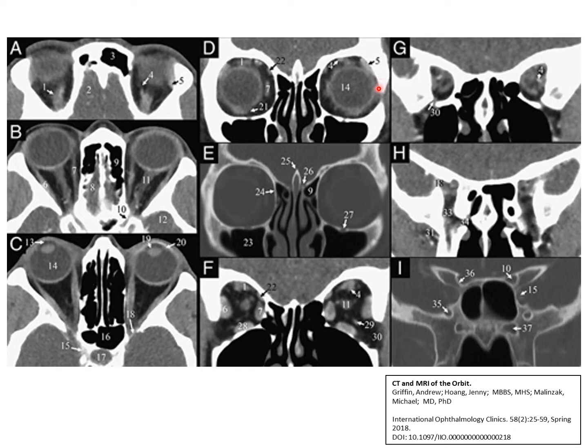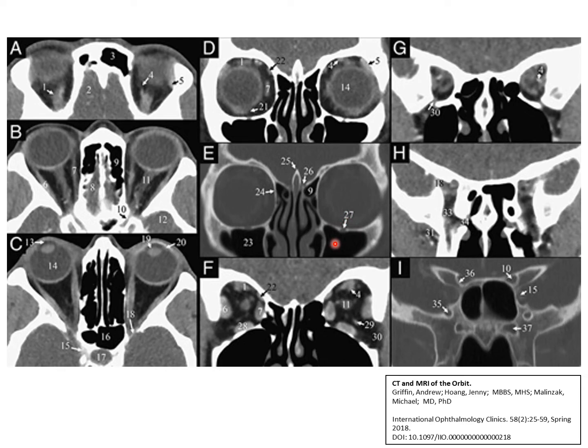As the coronal section through the middle of the orbit, this shows us the maxillary sinus, the lamina papyracea, which forms a portion of the medial wall of the orbit, the crista galli, and the cribriform plate. This is 26, the cribriform plate, and the infraorbital canal, which contains the infraorbital nerve and vessels.